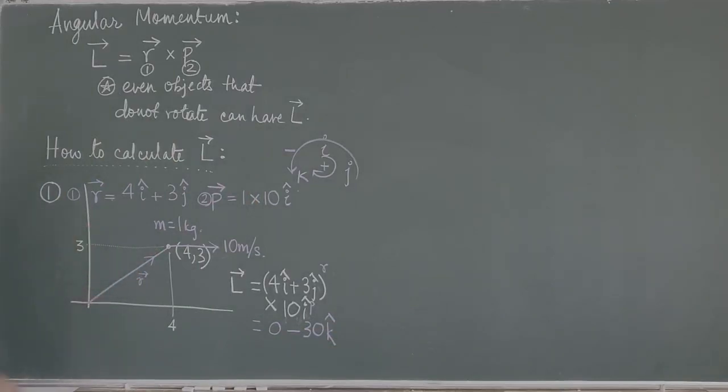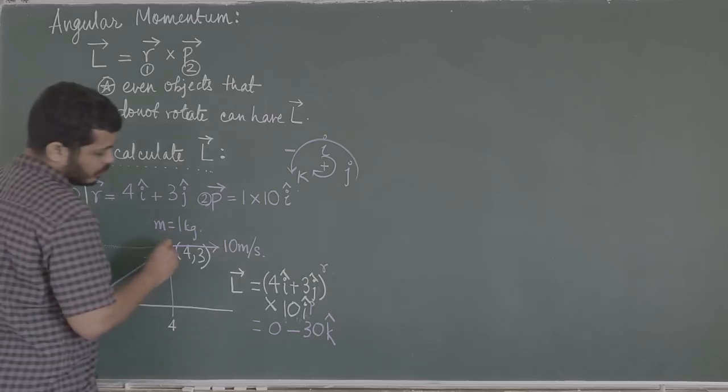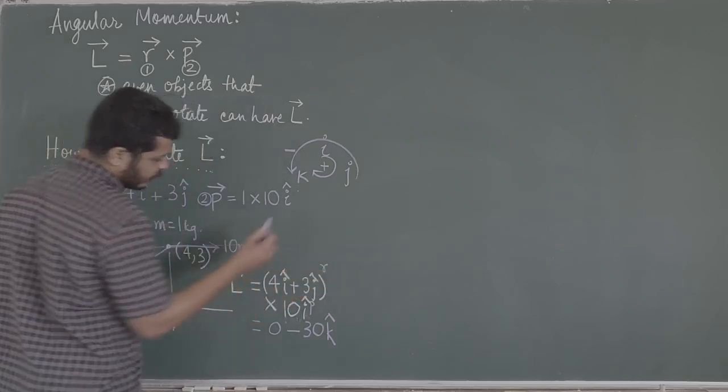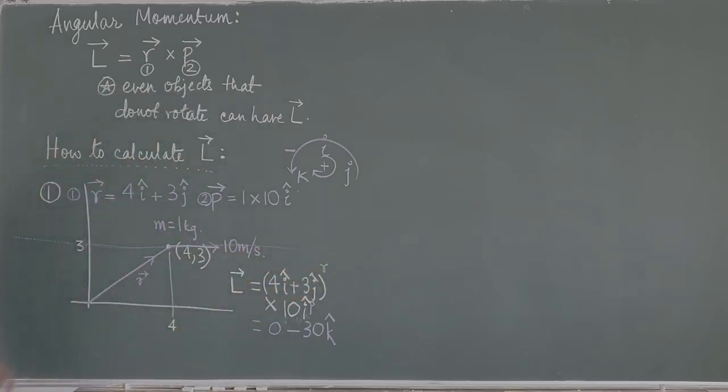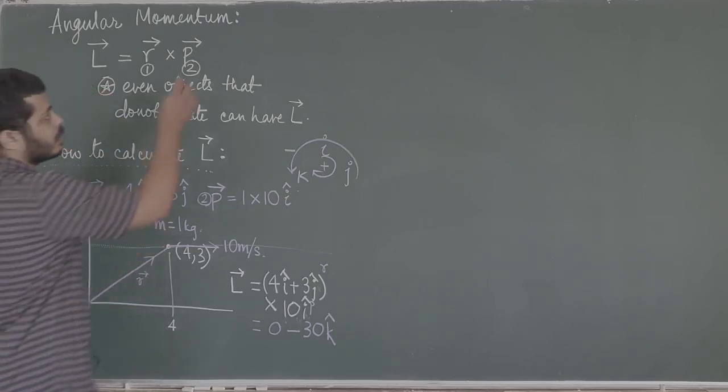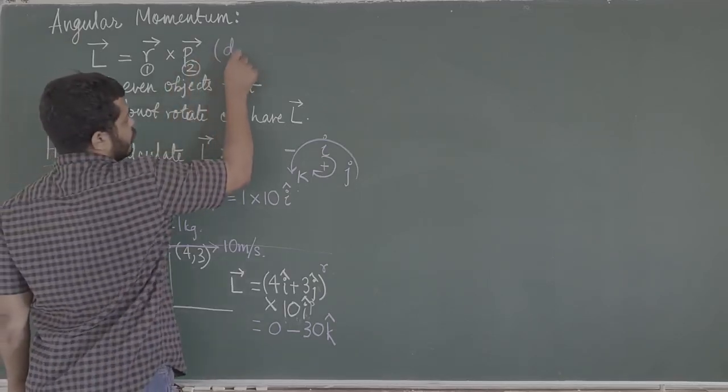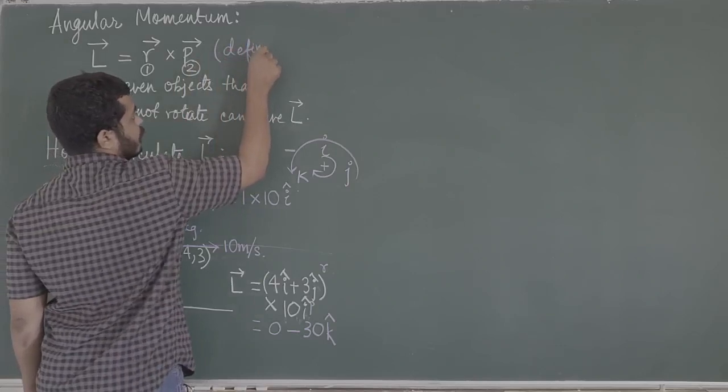Now keep in mind, this object over here is moving in a straight line. Even if this object is not rotating, it has an angular momentum. So that's what I said: even objects that do not rotate can have angular momentum. Why is that? That is because the value of angular momentum is a matter of definition.